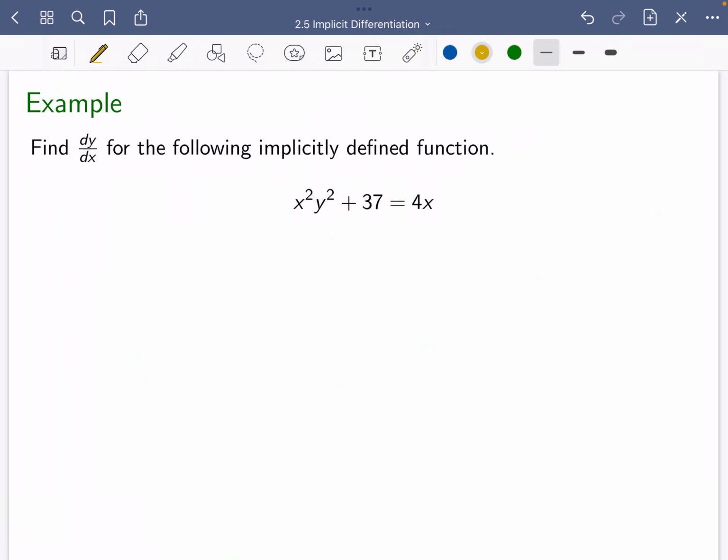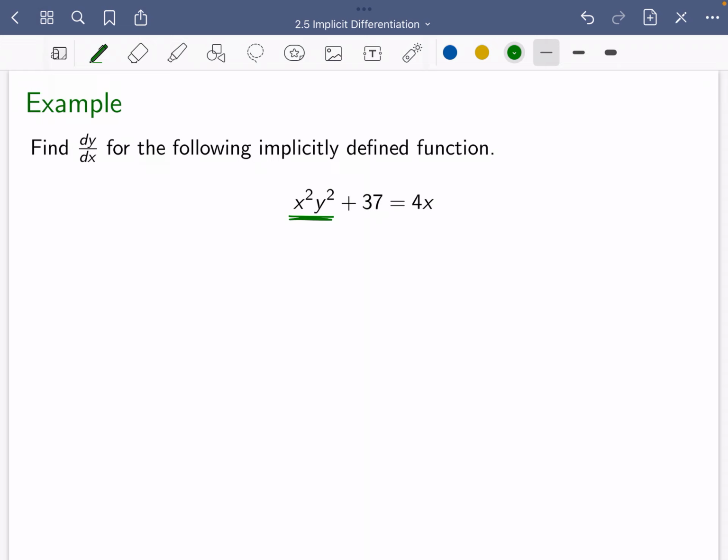We're going to find dy dx for the following implicitly defined function. So we have x squared y squared. We need to take the derivative of this piece. What derivative rule or rules are we going to have to use? Well, let's read that out loud. This is x squared times y squared. So we have a product of two functions. When we take our derivative, we need to use our product rule.